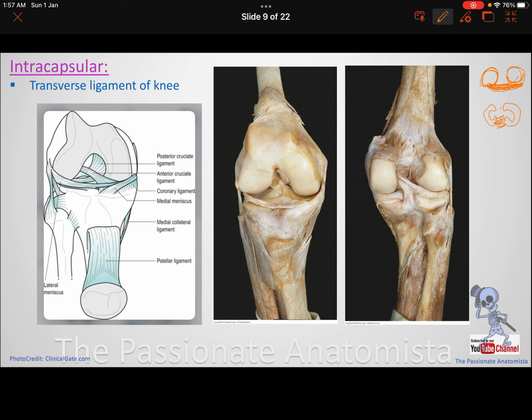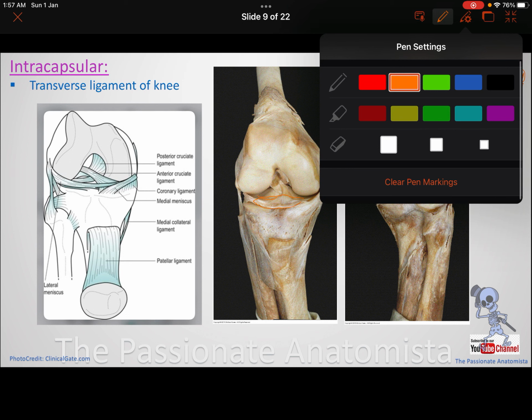Can you guys see this? This is the transverse ligament of the knee joint. Can you guys see this transverse ligament that attaches both menisci? We call it the transverse ligament of the knee joint.